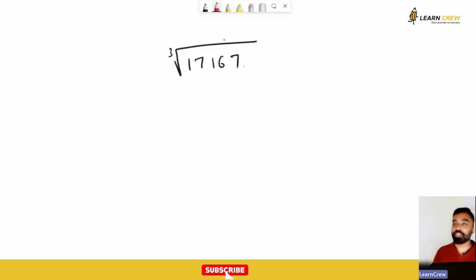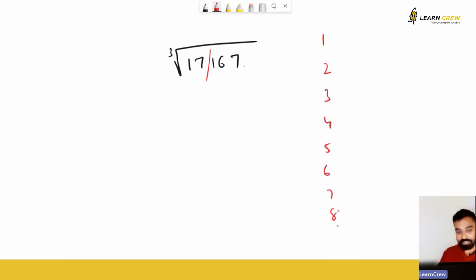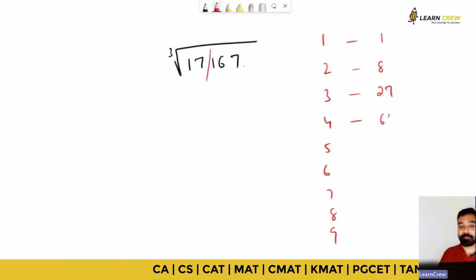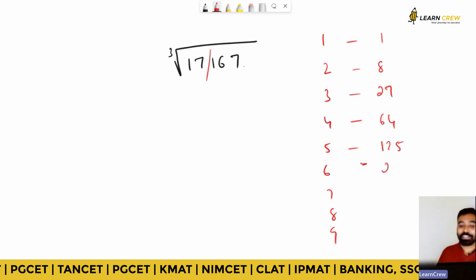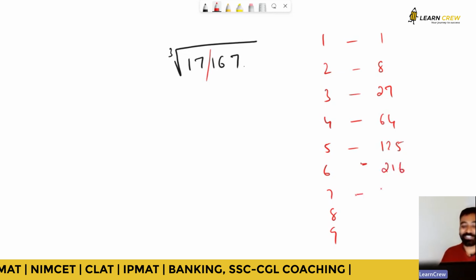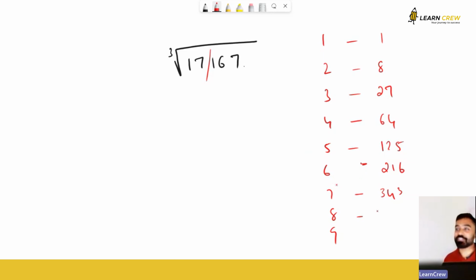In case of square root, you split it after 2 digits. Here you're going to split it after 3 digits. Cubes: 1 cube, 2 cube, 3 cube, 4 cube, 5 cube, 6, 7, 8, 9. What is 1 cube? 1. 2 cube is 8, 3 cube is 27, 5 cube is 125, 6 cube is 216, 7 cube is 343, 8 cube is 512, 9 cube is 729.